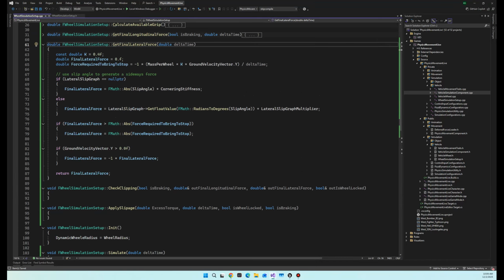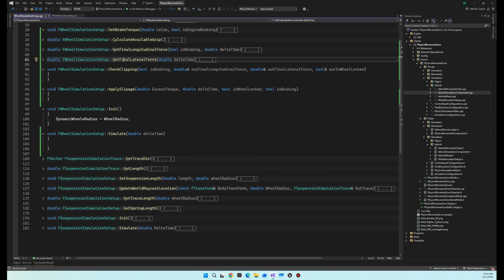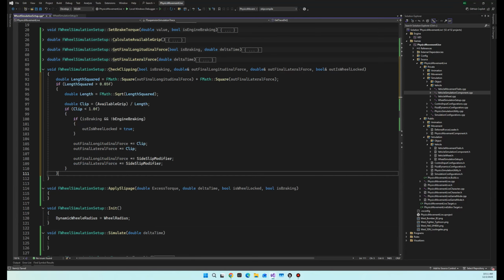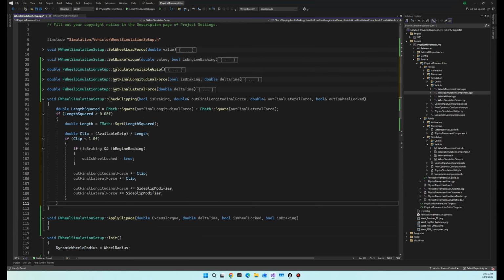All right, next, I'm just going to minimize this. We're going to check for clipping. So we'll go ahead and do that real quick. All right, so this is how we're going to be checking for clipping.